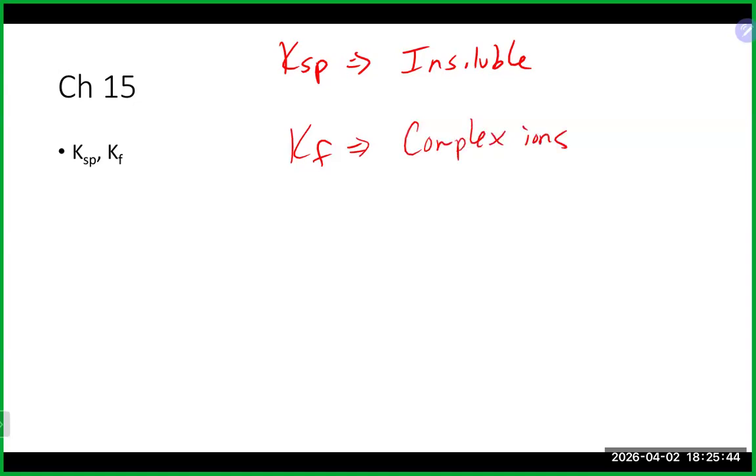So these are two additional Ks that we could add to our ever-growing list of Ks: Kw, Ka, Kb, Kc, Kp, all this kind of stuff, Ksp, Kf. We'll just keep going. All right, so the first thing we're going to talk about is actually Ksp. And we could have something that is insoluble like this salt here, silver chloride.